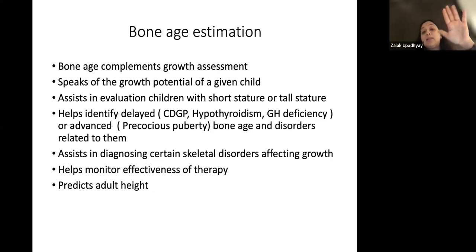Sometimes from the X-ray, you will come to know whether there are any skeletal disorders affecting the growth. From the X-ray only, you can come to know that some skeletal disorder is going on, that this bone shape is not okay. It helps monitor the effectiveness of therapy. Whenever the child is on therapy, we do bone age yearly, at times 6 monthly, maybe for precocious puberty or for short stature on growth hormone therapy. But the take home point for bone age is never count the carpal bones.